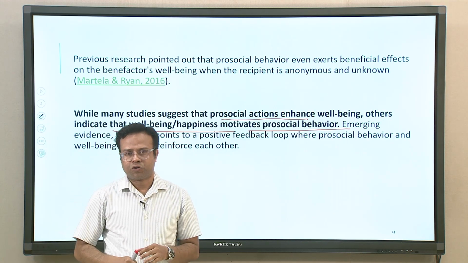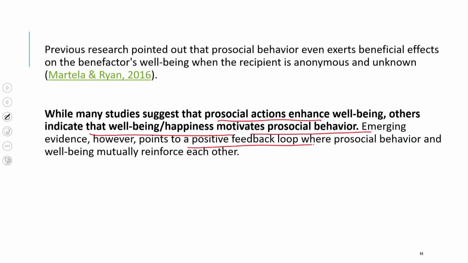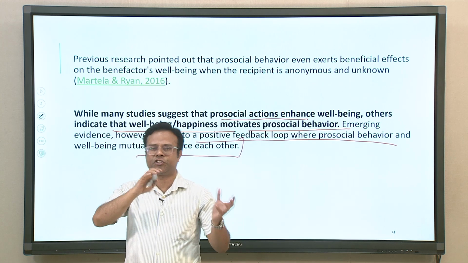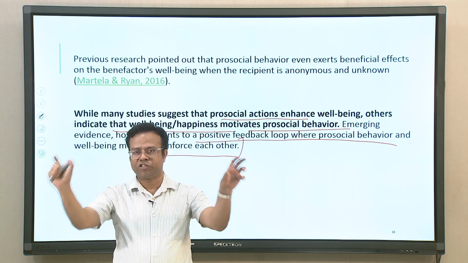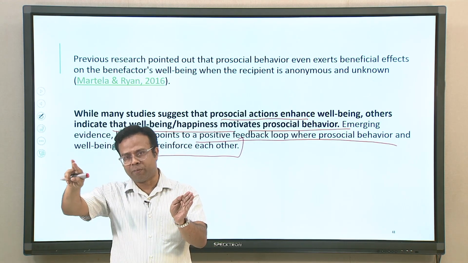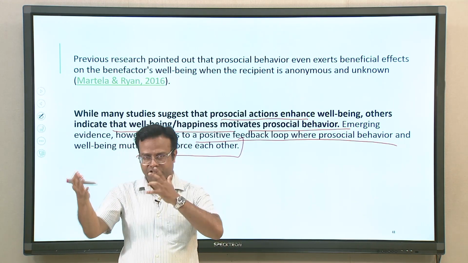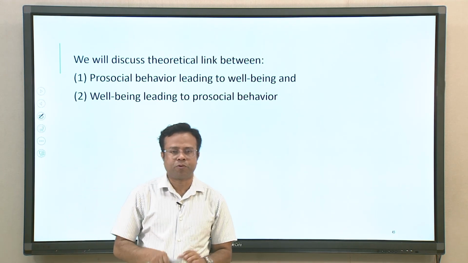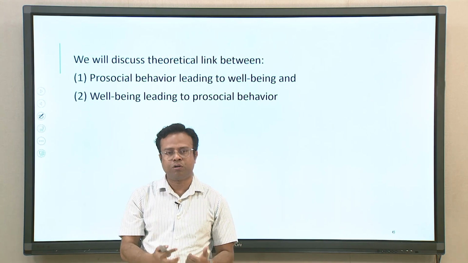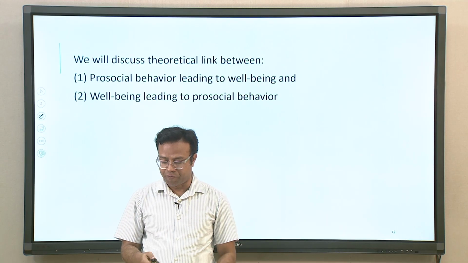Emerging evidence generally points to a positive feedback loop where prosocial behavior and well-being mutually reinforce each other. Each of these two constructs, prosocial behavior and well-being, mutually influences the other. Prosocial behavior enhances well-being, well-being then further enhances prosocial behavior, and so on. Let us look into the literature of both sides. We will see the theoretical link between prosocial behavior leading to well-being and also how well-being can lead to prosocial behavior. Let us look into each of them one by one.